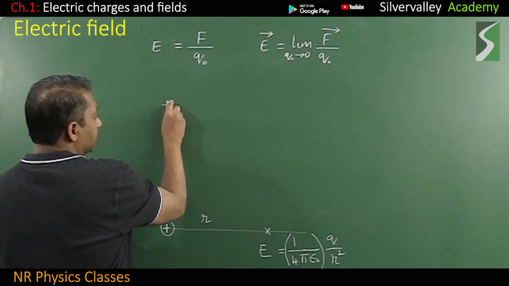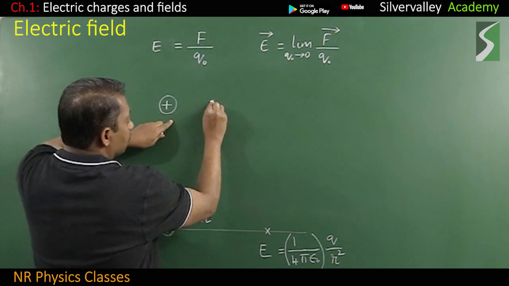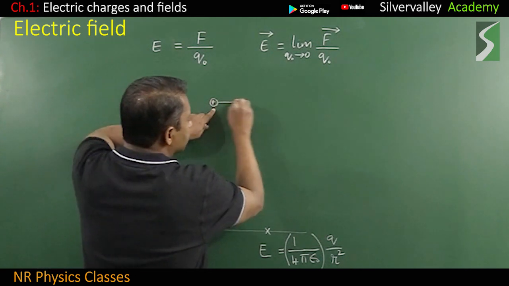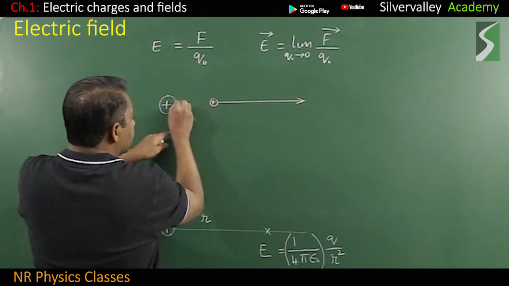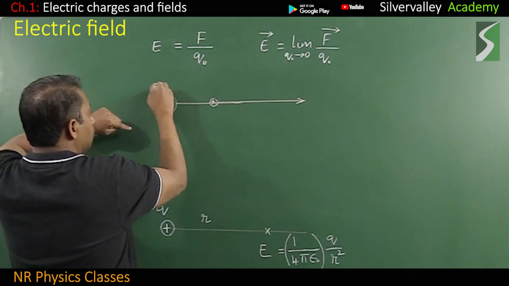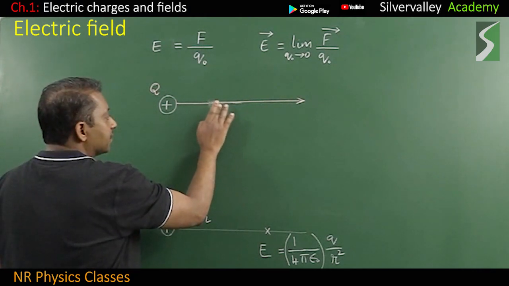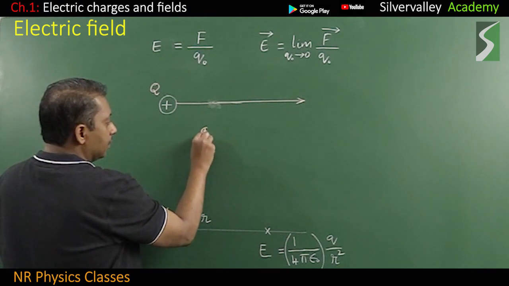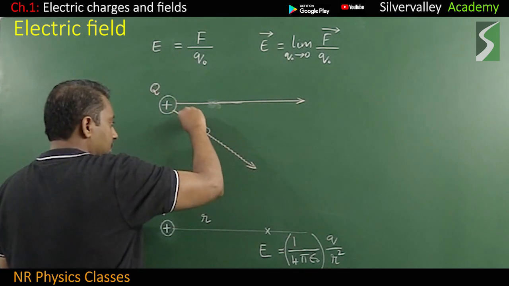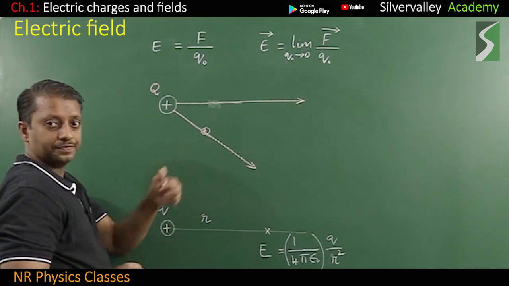If this is a positive charge, then let us keep a test positive charge. This test positive charge will move in this direction. Then that is the direction of the electric field line due to this charge, capital Q. Now keep this test charge here, then this test charge moves in this direction. Therefore, this is the direction of the electric field at this point.